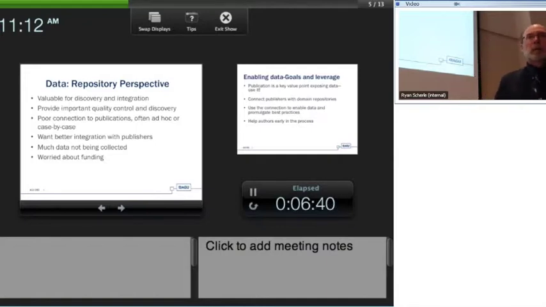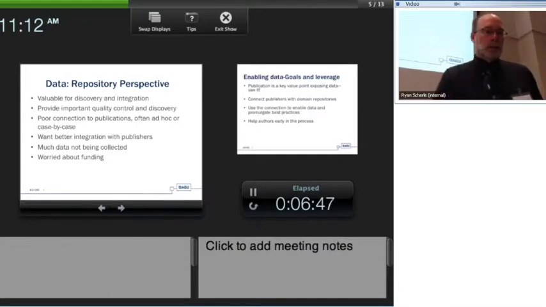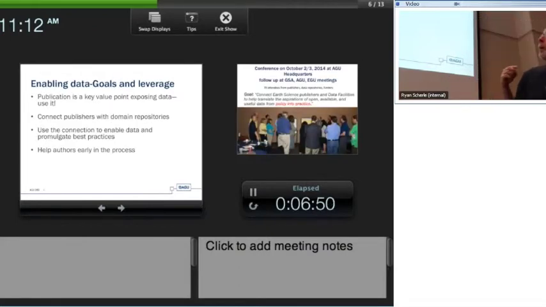At least the domain repositories complain that they're not getting all the data that would make those data sets and those repositories really valuable. So what we decided to do was work across the earth sciences and recognize that publication is a key value point of exposing data because of the data publication requirements. Figure out a way to connect publishers with domain repositories and use the connection to actually help everyone: help the authors, help the repositories, and help the publishers. So essentially it's a win-win-win proposition.